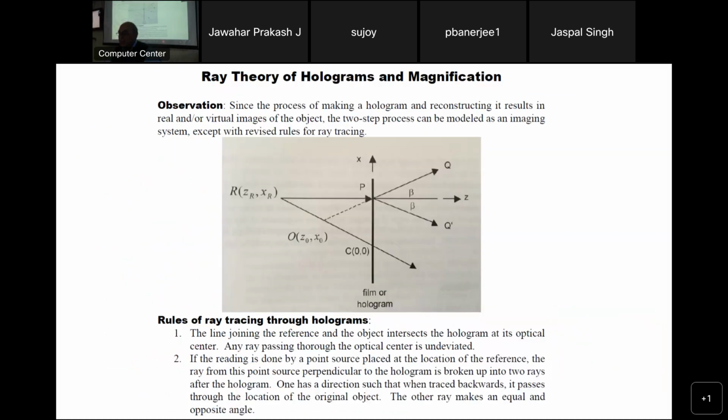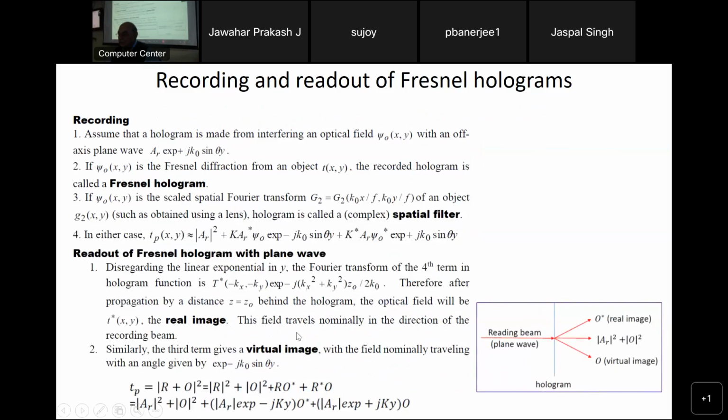No, this follows my book. All the notation here is my notation. The difference between mine and Goodman's, again, if you are comparing with Goodman: number one, whatever I've written as j, Goodman writes as minus j. Number two, Goodman usually writes Fx and Fy. I write kx and ky.